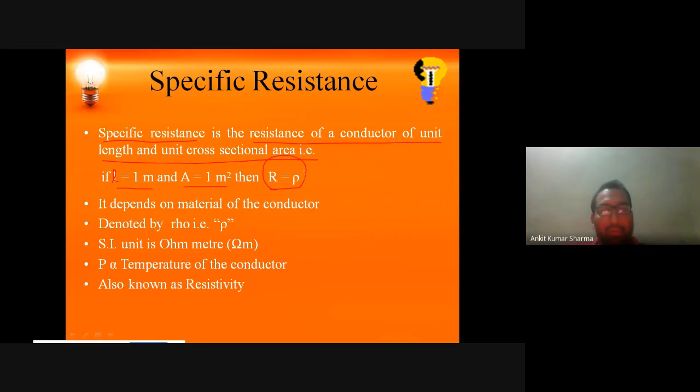So rho always depends upon the material of the conductor. The value of rho depends upon the material of the conductor and is denoted by this sign, and the SI unit is ohm meter. Rho is also known as resistivity. It depends upon the temperature of the conductor, so if we increase the temperature of the conductor, then the resistivity also increases.